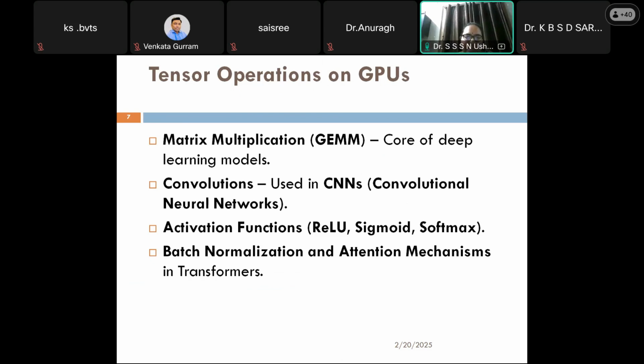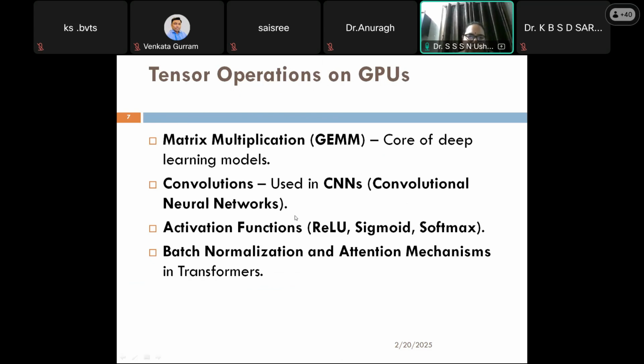Again this data will be multiplied with a weight matrix, and that may be of any dimension. In the second layer, it is going to be multiplied with some other weight matrix. So matrix multiplication is the basic operation in any neural network. It's the core of the deep learning model.